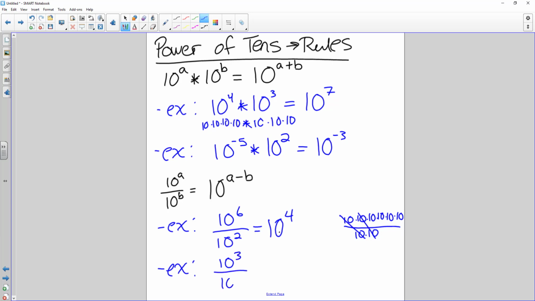Okay, or how about 10 to the 3rd over 10 to the negative 4th. So this one, I might want to jot down on the side, 3 minus a negative 4. Well, then that's going to turn into a plus 4, so this ends up being 10 to the 7th. Okay, one more.